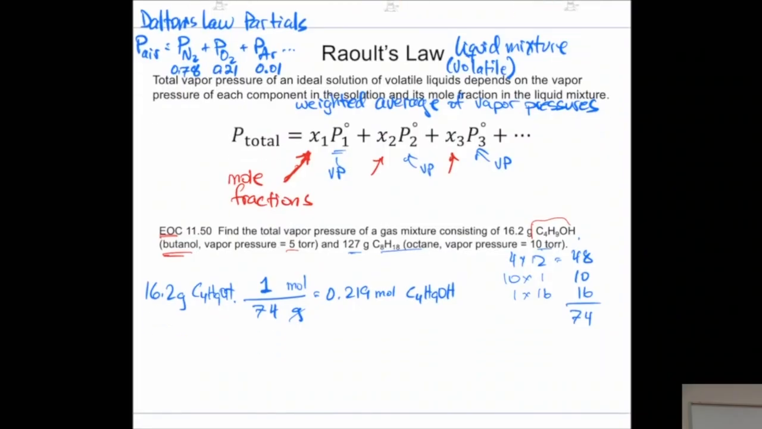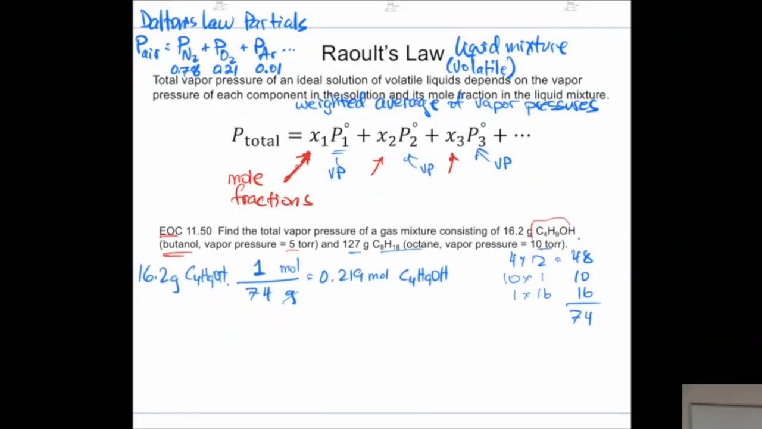All right, so great. So now we know the moles of butanol. Now we need to get moles of octane. So let's do the same thing. We've got 127 grams of octane, which is C8H18. What's the molar mass of octane? Doing the same back of the envelope calculation, 114. Is that what you got?